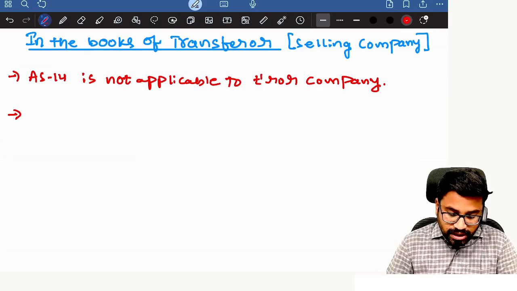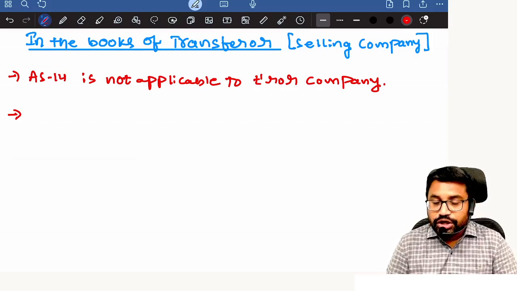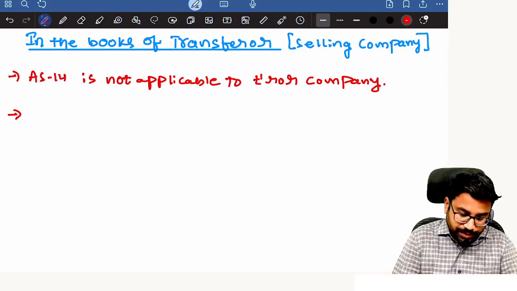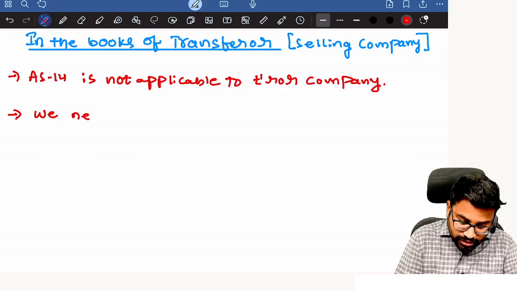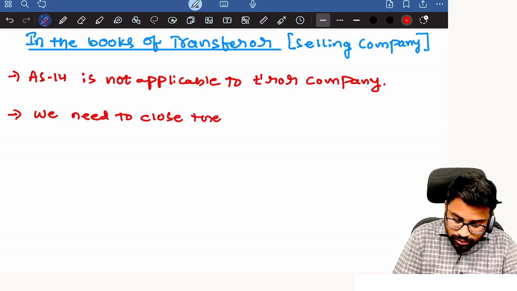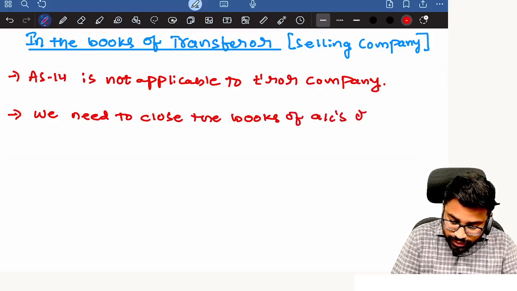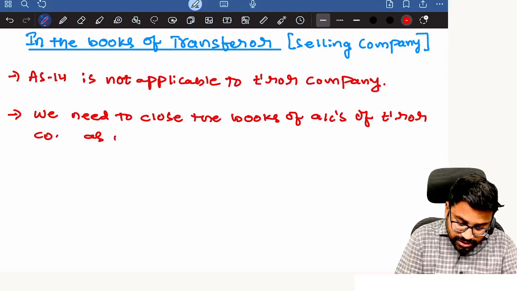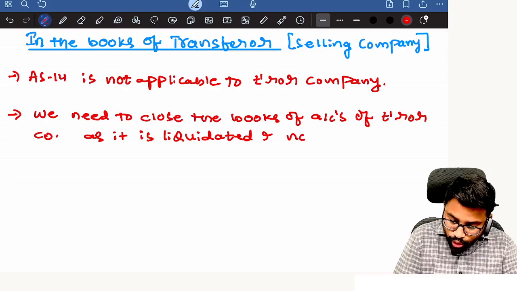Now, then what is the accounting treatment in the books of transferor? We need to close the books of accounts of transferor company, as it is liquidated and no more in existence.